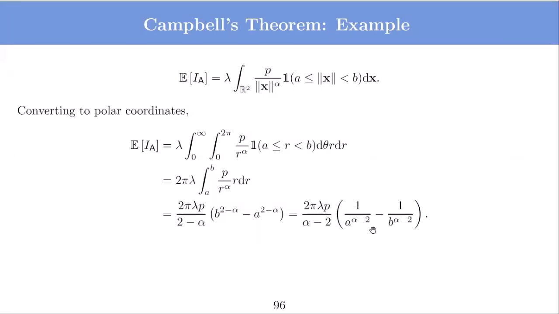So what we can see is that we can compute the mean interference using Campbell theorem because interference is in the form of a summation of a function. That just tells how important Campbell theorem is and where it can be applied.